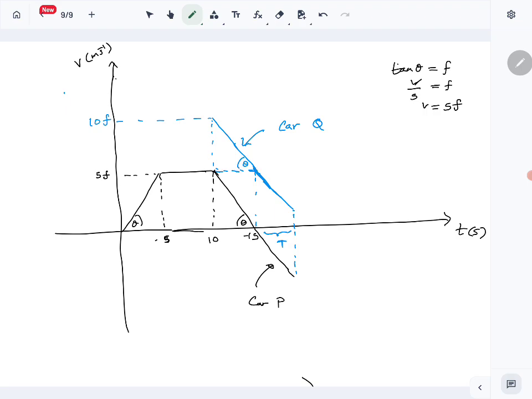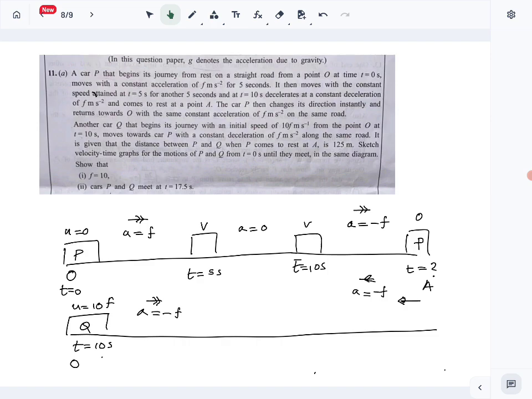So theta, no? So in 5 seconds, its speed has to go from 10f to 5f. So this is from 10 to 15, no? So that is why these 2 points are in the same level, right? These 2 points are in the same level because same deceleration. So in 5 seconds, speed will reduce by 5f. So 10f minus 5f is 5f, right? So those are the correct velocity time graphs for car P and car Q, right? So that part is done.